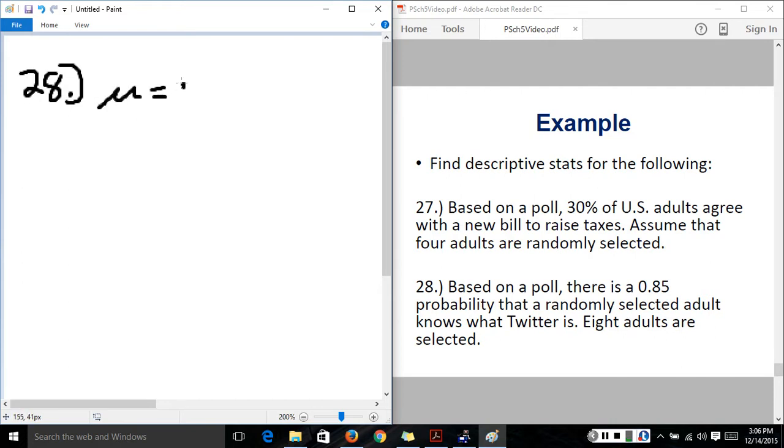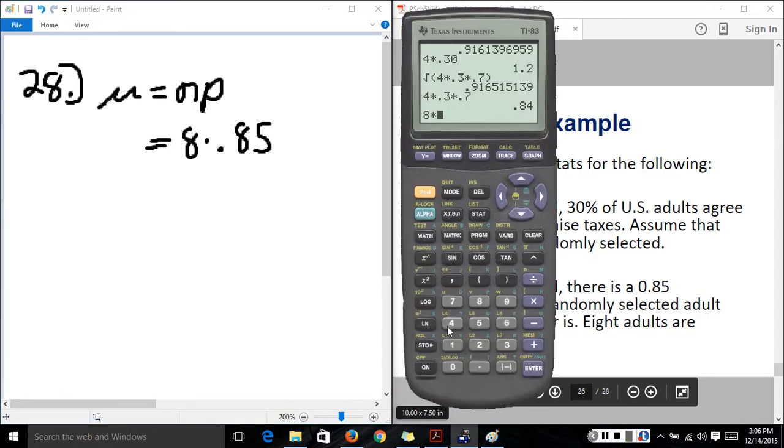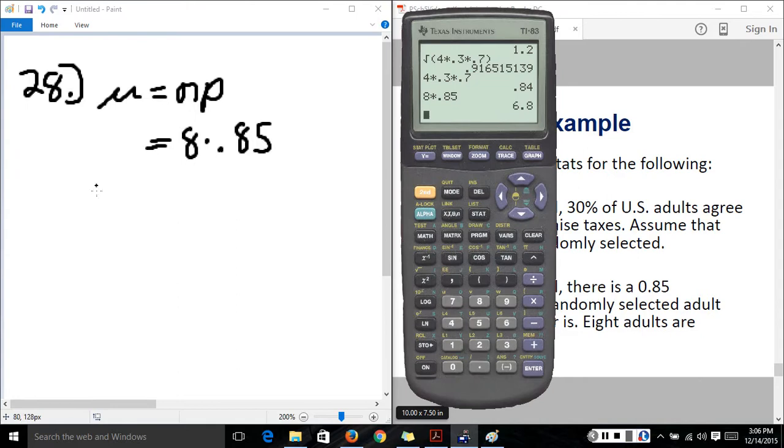First, the mean. That's no problem. N times P, no problem. N is the trials. That's 8. P is the probability of success, 0.85. I can use my calculator. And I get exactly 6.8. That's the mean.